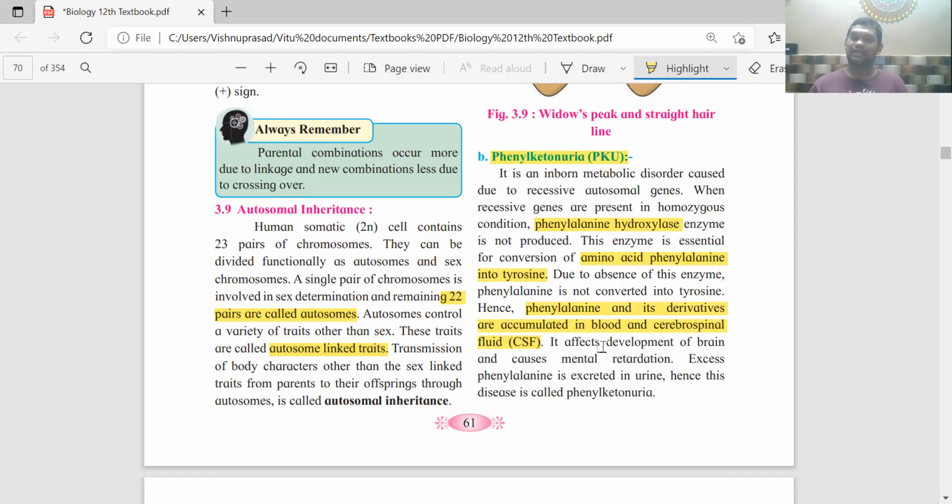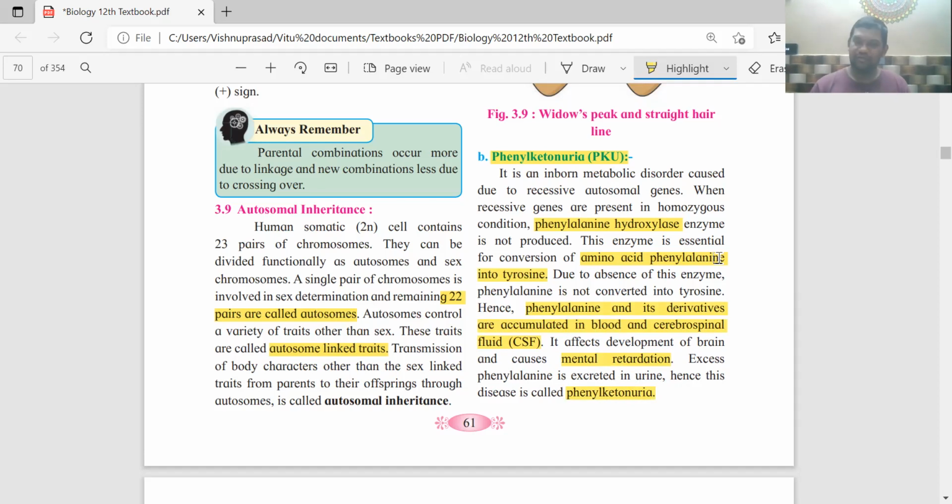Inside, it is called cerebrospinal fluid. So when phenylalanine accumulates in this portion, the development of the brain is affected and there is mental retardation. There is more phenylalanine present in the brain, so a large amount of it is also excreted in the urine. This disease is called phenylketonuria. The last four letters, uria, mean urine.